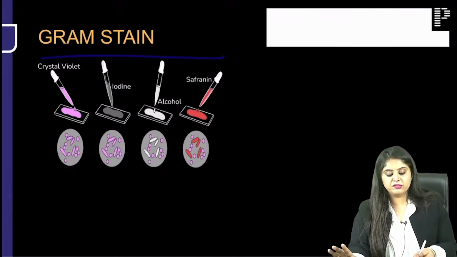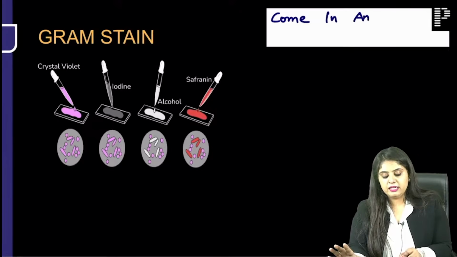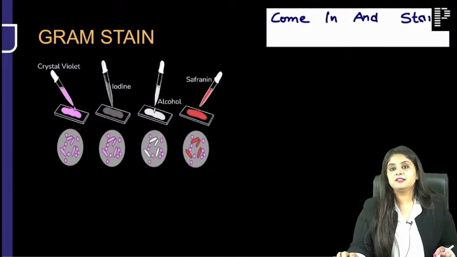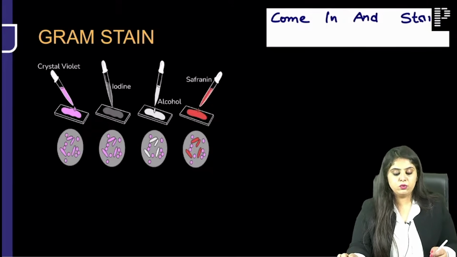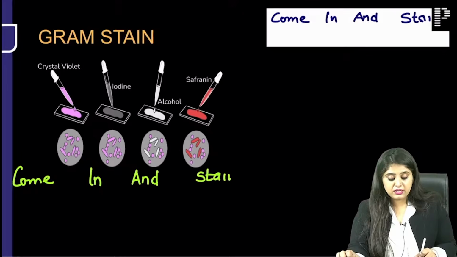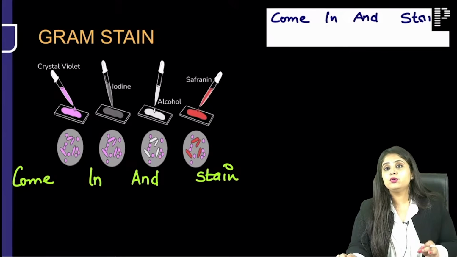You have to add 4 steps. You can see that in front of you. For Gram stain, we have kept a mnemonic that if you want to learn it: come in and stain. Come inside the lab and stain it. That is exactly what you shall do. So let us get going. First of all, what is it? I'll write it again over here. Come in and stain. Listen to this very carefully. Listen to this and make me repeat it as many times as you want. If you don't get this, then you don't get entire microbiology.